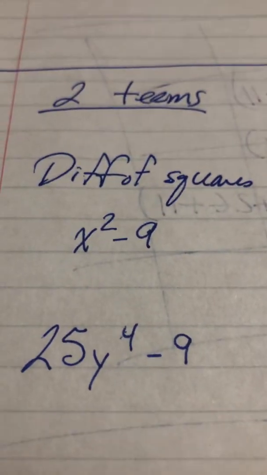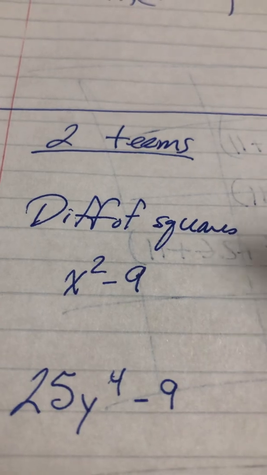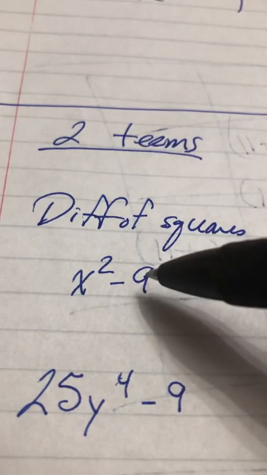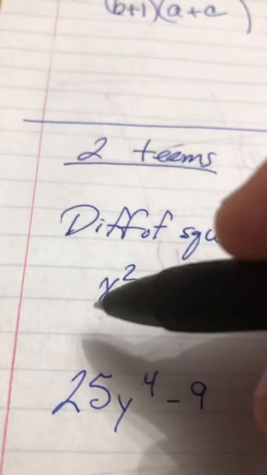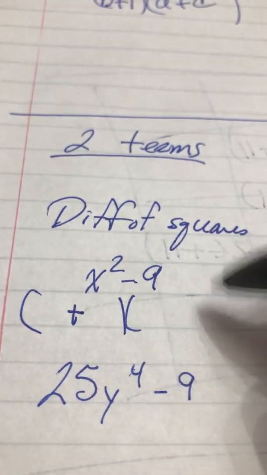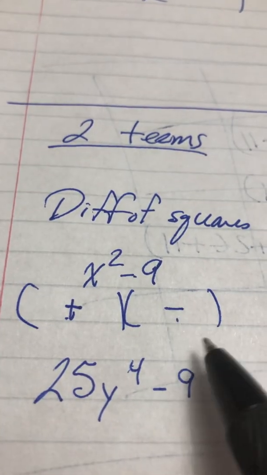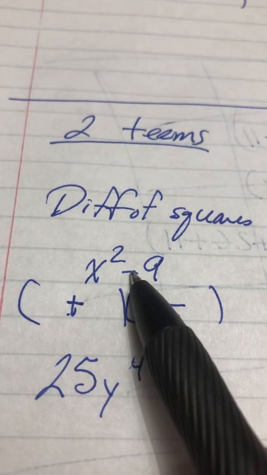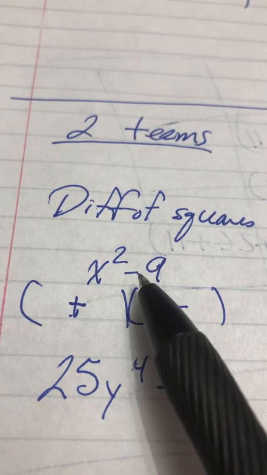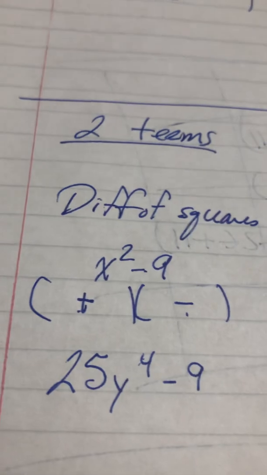Now, difference of squares. So I have x squared minus 9. Remember I said you can't have a sum of squares. The reason is that in order to generate a negative, you need a positive and you need a negative. If you have a negative and a negative, that term becomes a positive, and you generate a middle term. If you do a positive and a positive, that's a positive, and you generate a middle term.